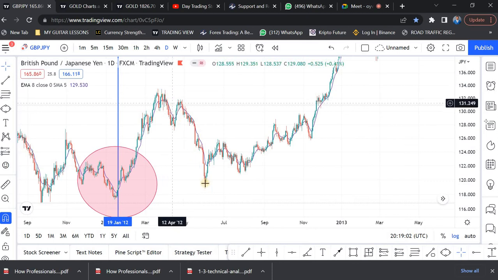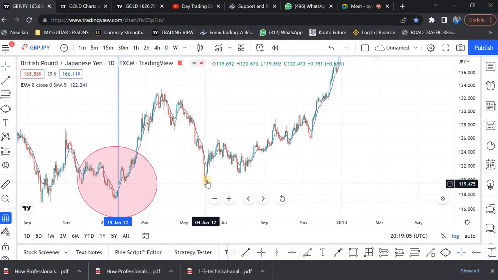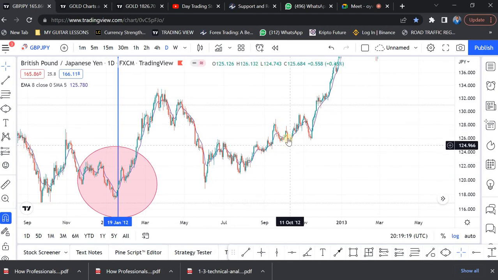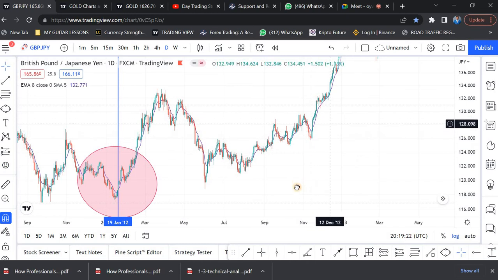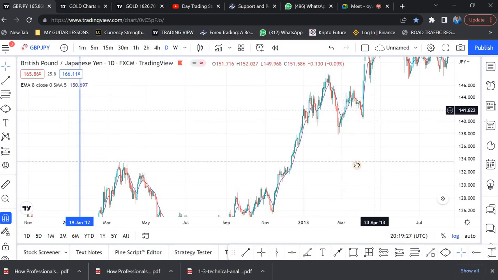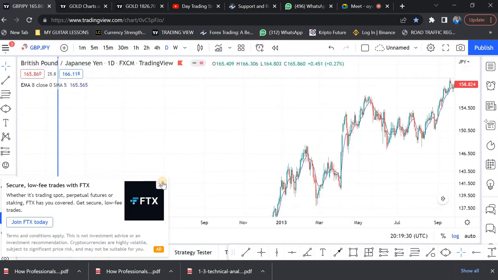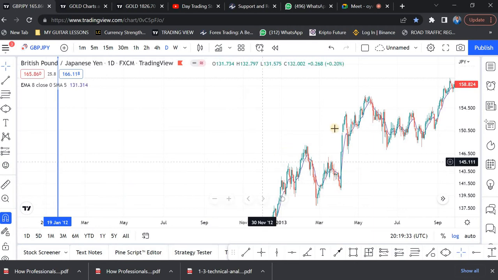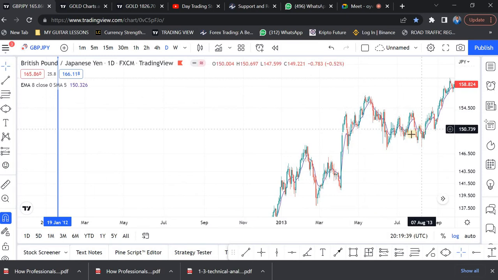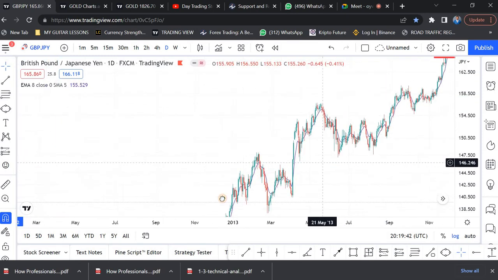Then there was a pullback here, and this is a higher low. This low you are seeing is a little higher than this. The market went up again, and then retraced. There's an impulsive move, then a retracement or a pullback, and it will continue in that direction. So the market will be making a series of impulsive moves up and then retracements. As it goes up, it comes down, it goes up, it comes down, and you could see that the price will be moving higher and higher.